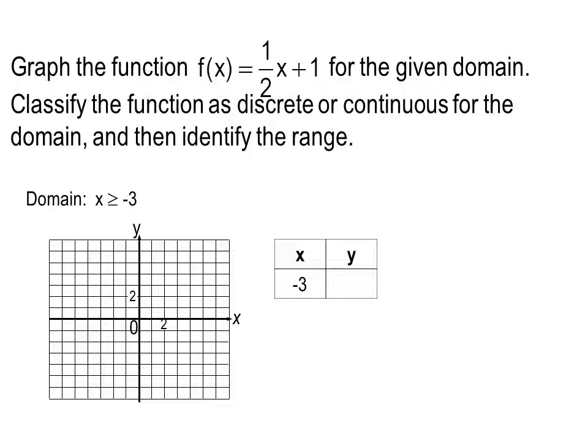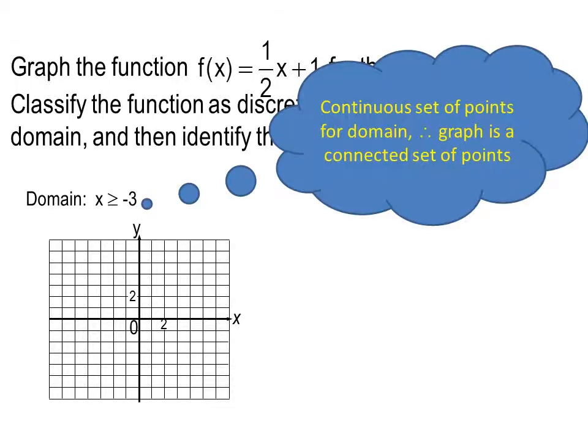The domain is x is greater than or equal to -3. This is going to be continuous because it gave me a continuous set of points for the domain. Therefore, the graph is a connected set of points. This means it includes all numbers that are greater than or equal to -3, even the numbers that include fractions or decimals.